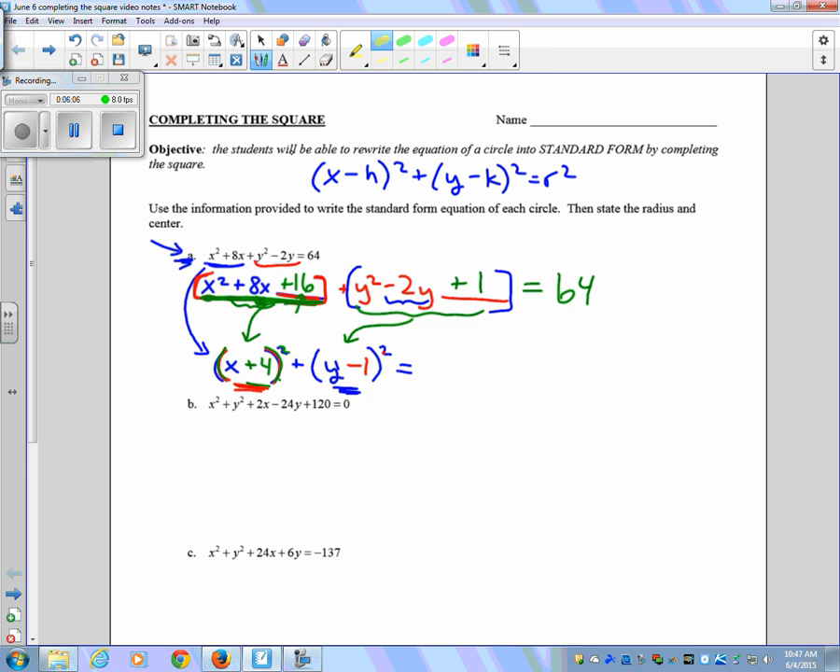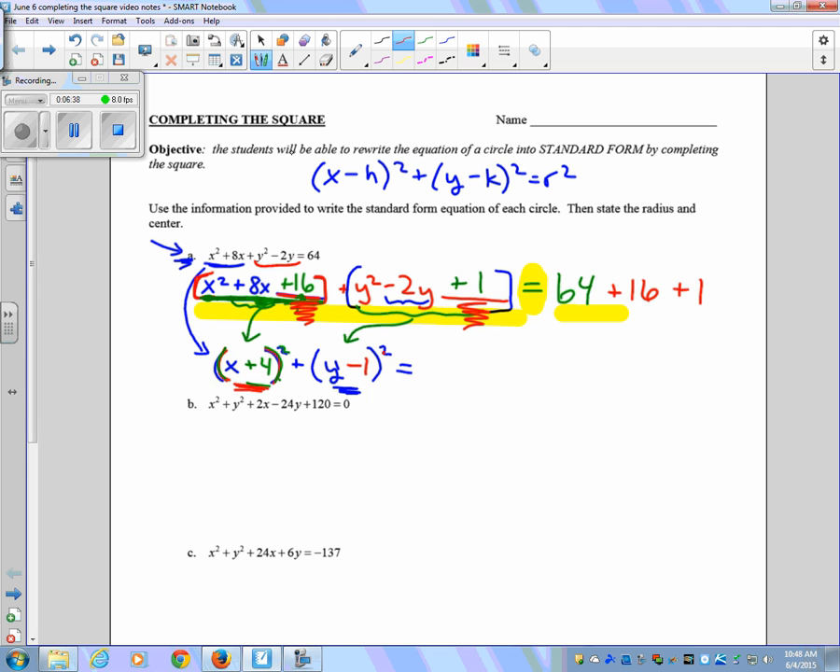If this is an equal sign, that means the left side has to equal the right side. Well, we just messed that up because we just added 16 and 1. You can't just add 16 and 1 to the left side of the equation and nothing to the right side. So you have to do the exact same thing on the right side that you did on the left side. So we're going to add a 16 and a 1 on the right-hand side.